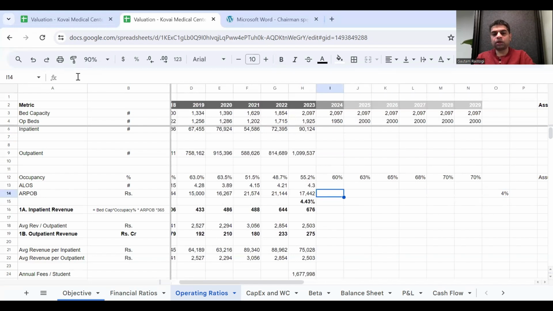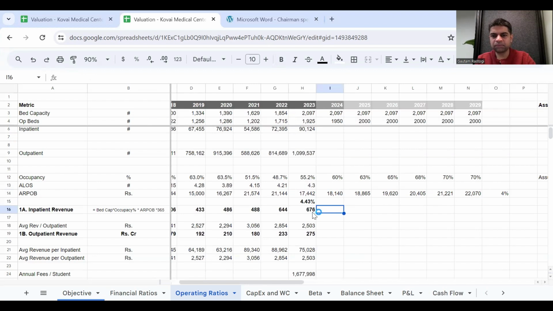I also looked up the ARPOB, average revenue per operating bed, increases at some of the larger hospitals like Apollo. They report this metric for different regions because they are a pan India hospital. You would see for tier two, tier three cities, this average revenue per operating bed hasn't really increased as much. So that is also one of the reasons behind me not being overly aggressive in projecting out this metric for the future.